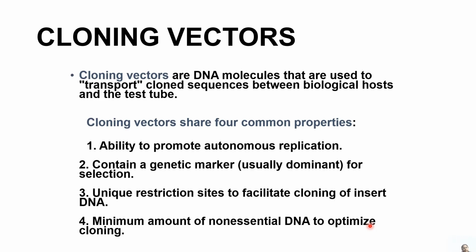Now, cloning vectors are DNA molecules that are used to transport cloned sequences between biological hosts and the test tube. Cloning vectors share four common properties: the ability to promote autonomous replication, a genetic marker for selection, unique restriction sites to facilitate cloning of insert DNA, and a minimum amount of non-essential DNA to optimize cloning.